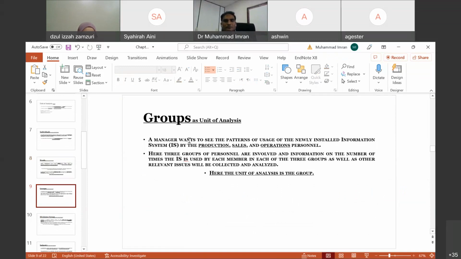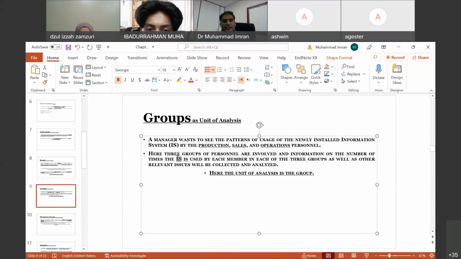Okay, Abdul Rahman. Okay. So our manager wants to see the pattern of usage of the newly installed information system, IS, by the production, sales, and operation personnel. Okay, three groups of different personnel. Here the three groups of personnel are involved, and information on the number of times the IS, the information system, is used by each member in each of the three groups, as well as other relevant issues, will be collected and analyzed.